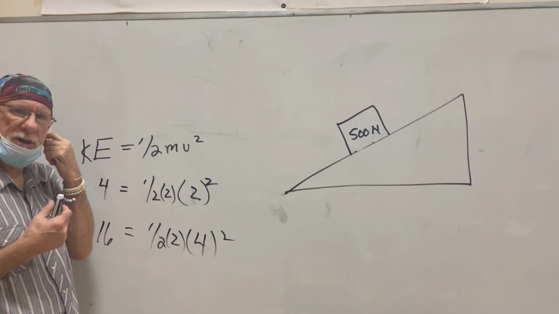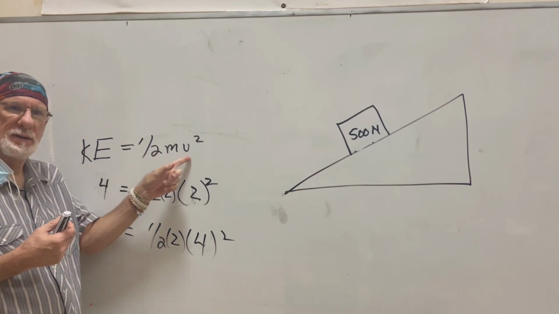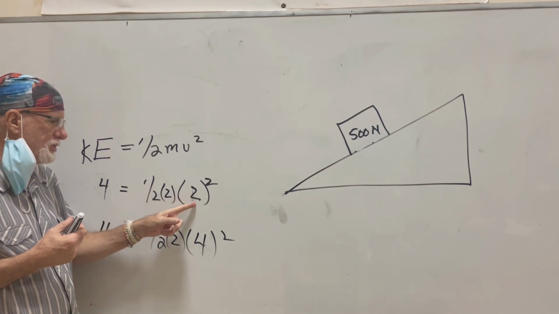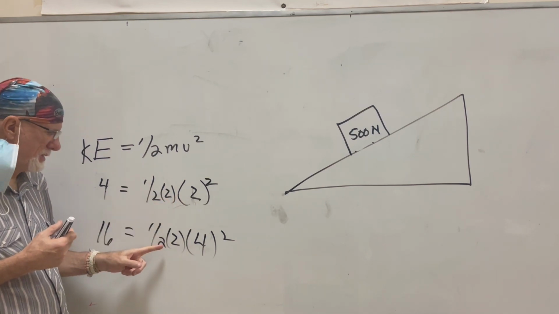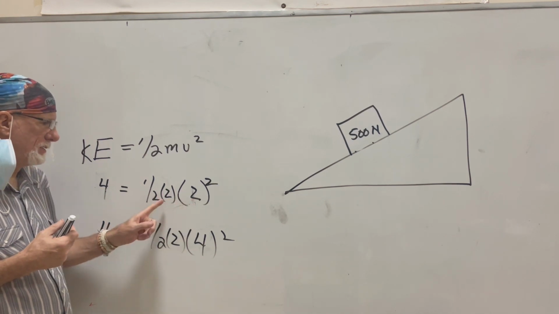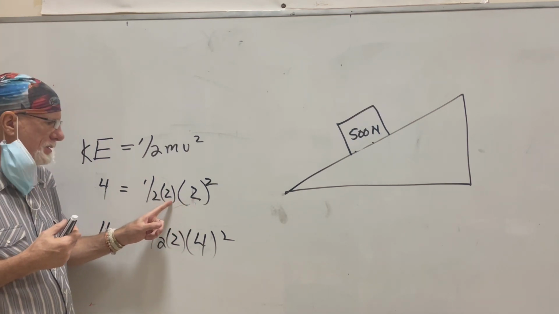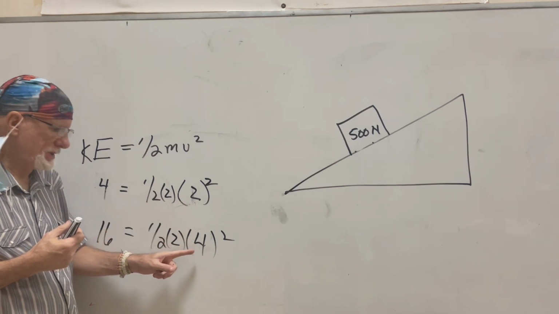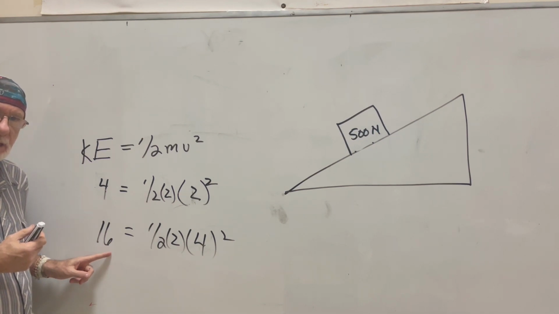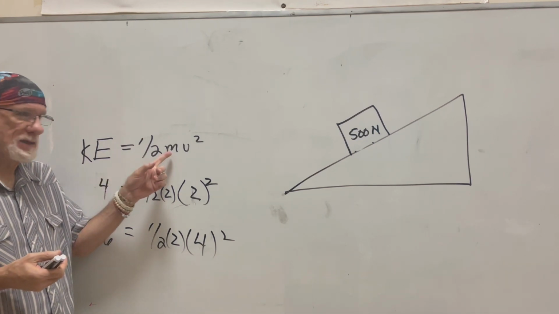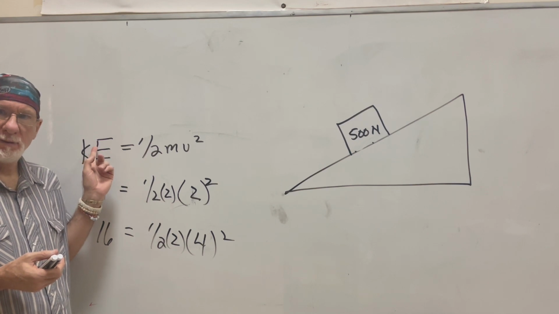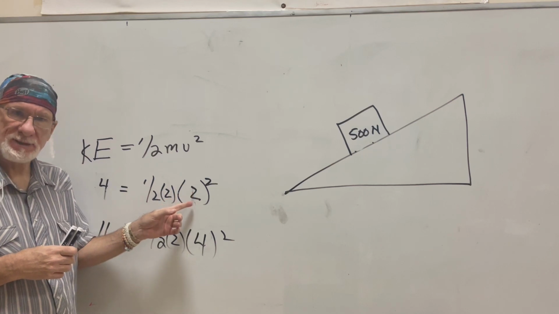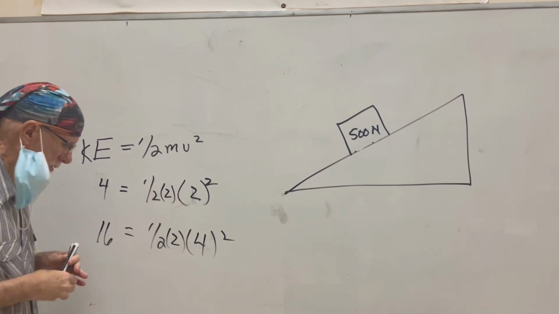Here's the equation for kinetic energy. The relationship between kinetic energy and velocity is a squared function. So if I put 2 here, 2 for the mass, I get 4, right? 2 squared times 2, 1/2, correct? If I double the velocity, I get 16, yes? And we know that if I double the mass, I'm going to double the kinetic energy. But if I double the velocity, I will quadruple.